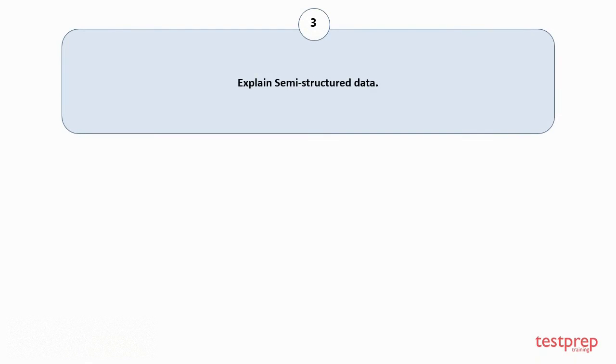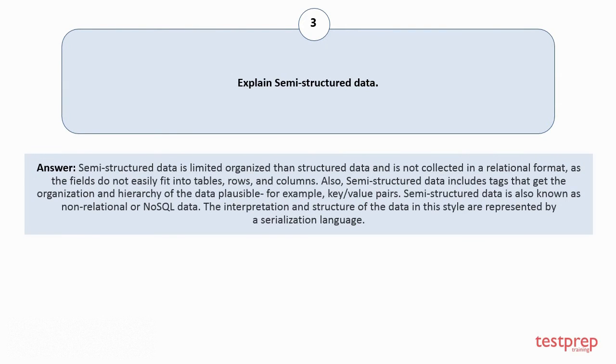Question number 3, explain semi-structured data. Your answer is: semi-structured data is less organized than structured data and is not collected in a relational format, as the fields do not easily fit into tables, rows, and columns. Also, semi-structured data includes tags that make the organization and hierarchy of the data possible, for example, key or value pairs. Semi-structured data is also known as non-relational or NoSQL data. The interpretation and structure of the data in this style are represented by a serialization language.